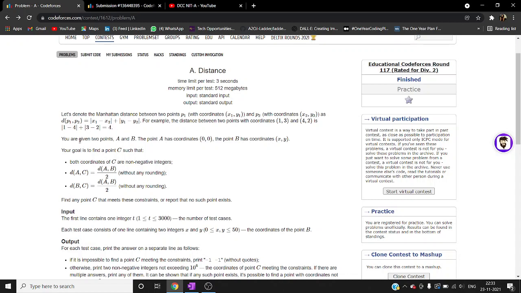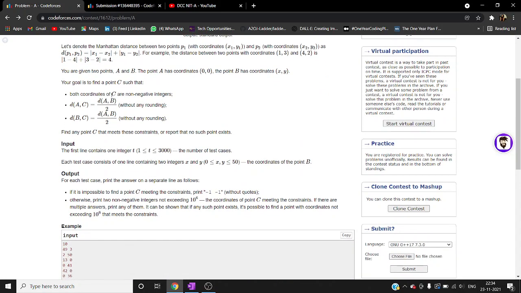Okay, so you will be given 2 points, A and B. A has coordinates 0, 0 and B has coordinates x, y. So A is at the origin and B is at some point x, y. Our goal is to find the point C. Now there are 3 given conditions to find the point C. First, both the coordinates of C should be non-negative. Second, the distance of A to C should be equal to the distance of A to B divided by 2 without any rounding, and the same goes for the distance of B to C, which should be equal to the distance of A to B divided by 2 without any rounding.